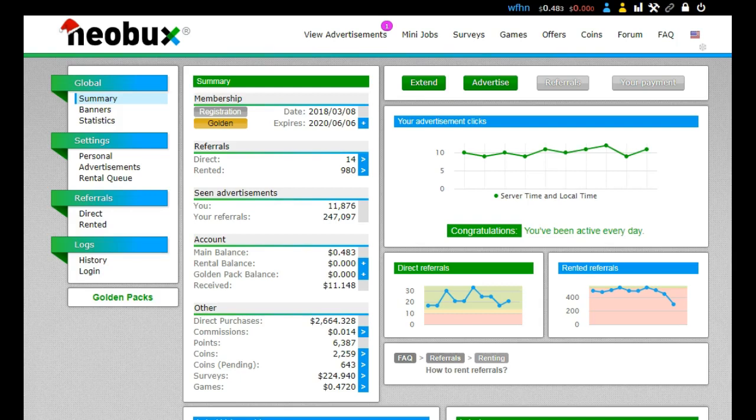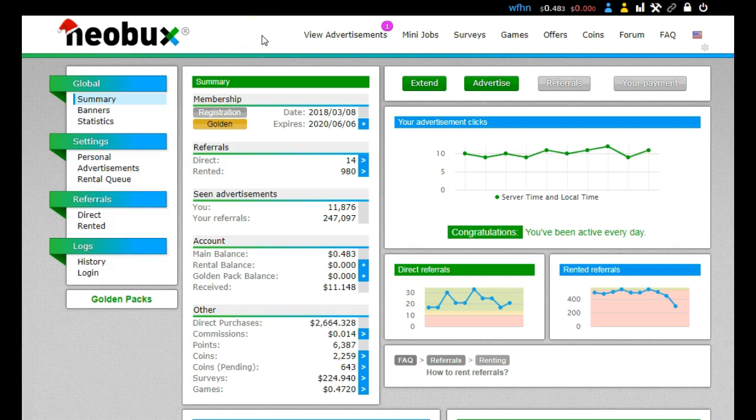If you don't know already, Neobux is a PTC site, which means pay to click. However, it does have several additional earning options on the site as well. And the site itself has been around now for over 10 years, and it's one of the most well-known PTC sites available. However, I think it's also one of the least understood PTC sites, and I know that some people find it quite difficult to actually create a profitable account on Neobux, so that's why I'm doing this video.